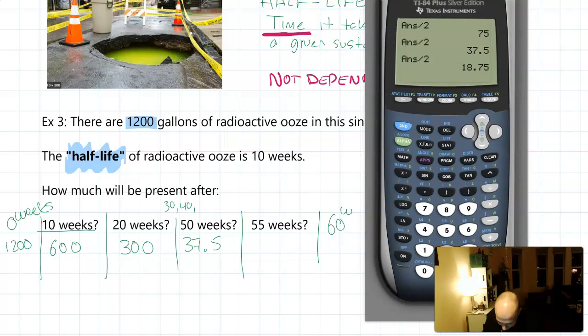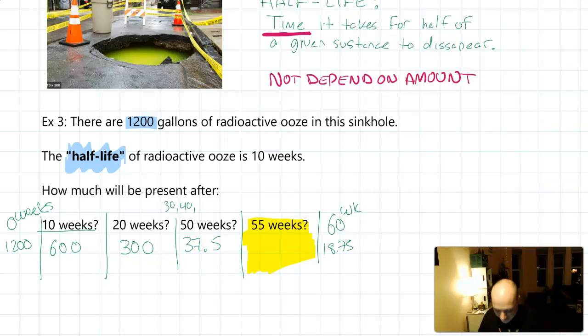Now, if we were to just divide by 2 again, that would be 6 more half-lives, and that would be 60 weeks and we'd have 18.75. But we were asked to find the amount after 55 weeks, which doesn't divide evenly into half of 1200. So how are we going to find it?